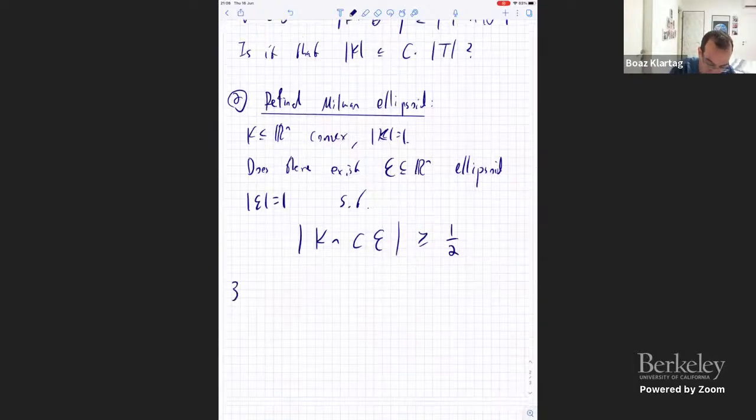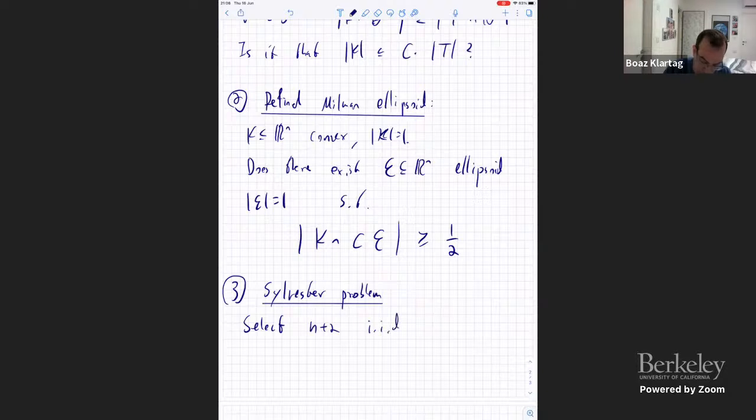The third equivalent formulation is the Sylvester problem, which is the following question. So let's select n+2 i.i.d., independently distributed random points in some convex set K in R^n, convex.